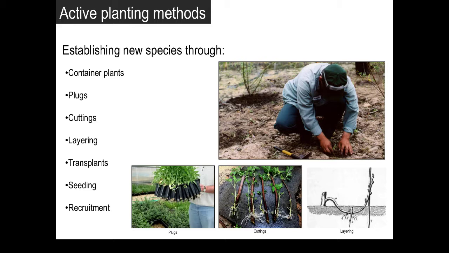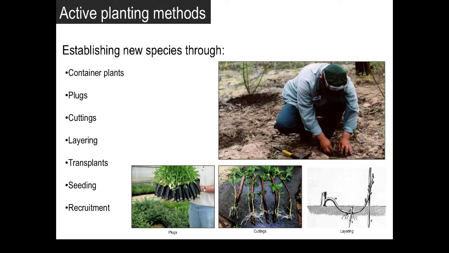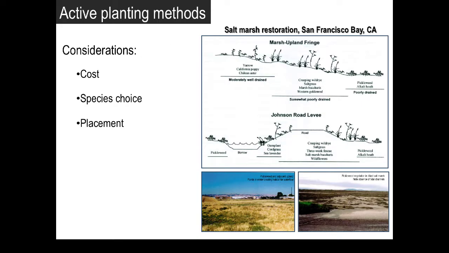Layering is a technique that can be used, especially on our manzanita shrubs, species like that. If you bend a branch down and bury a portion of that branch, roots will develop from the nodes. So it's a way of cloning plants. Seeding, and finally, recruitment.